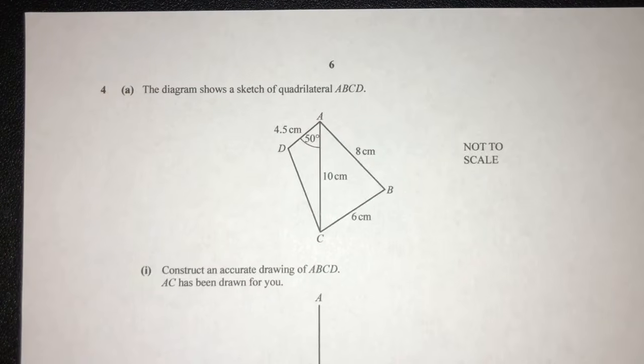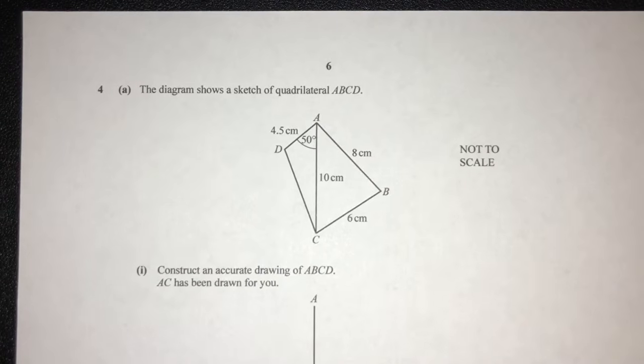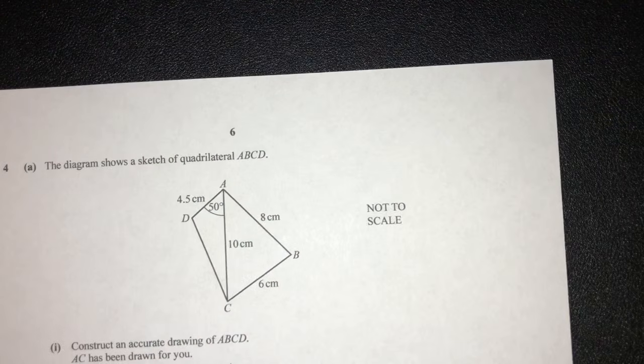Now let's move on to question number 4. The diagram shows a sketch of the quad ABCD. Now we have to construct an accurate drawing of ABCD. AC has been drawn for you. So I'm not too sure if I want to do this question. It's kind of annoying to draw stuff.